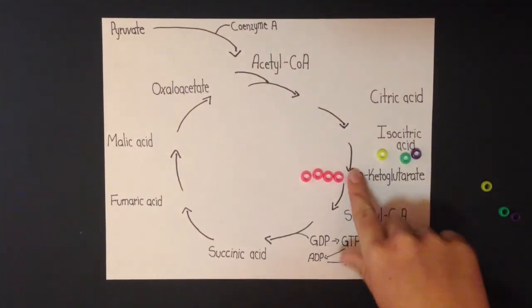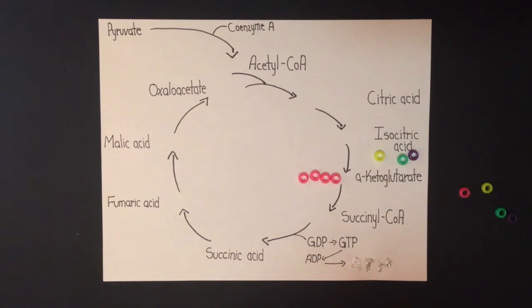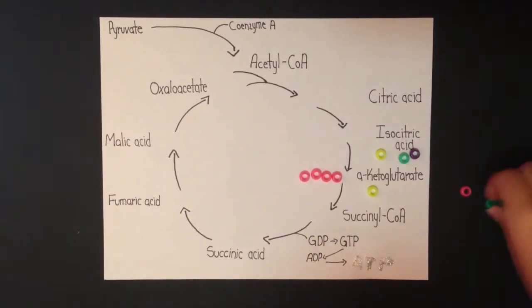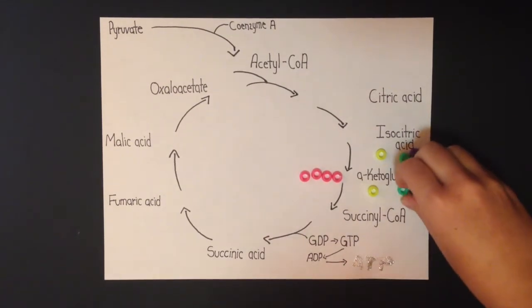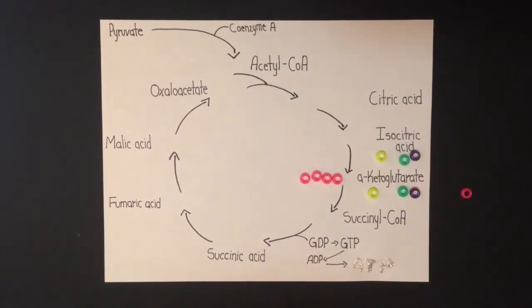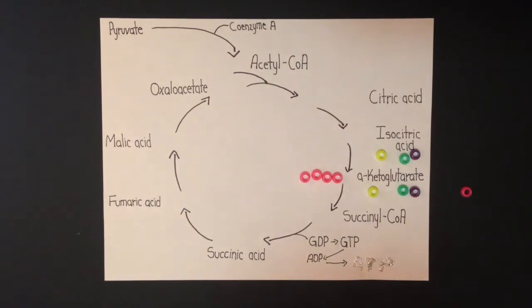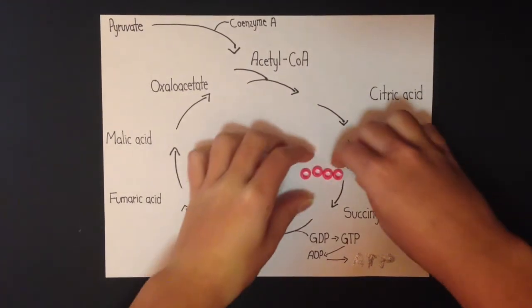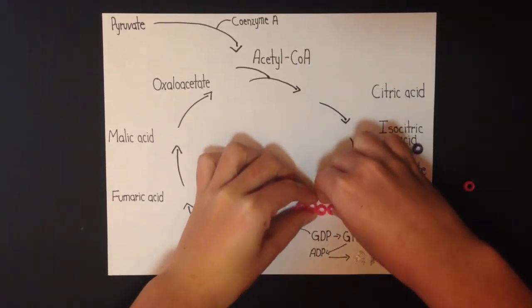1 carbon will be kicked off, making it carbon dioxide, and an NADH will be created. During this process, a coenzyme A will also be added, making a 4-carbon molecule known as succinyl-CoA.